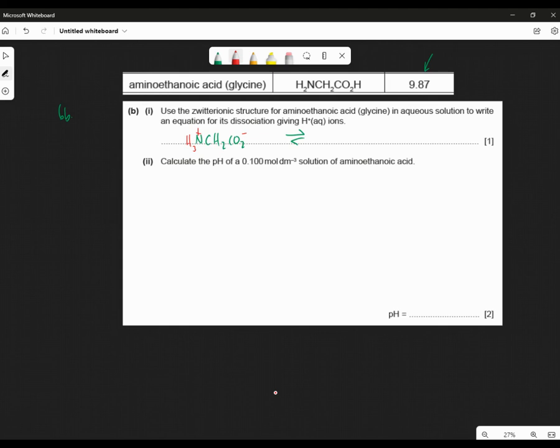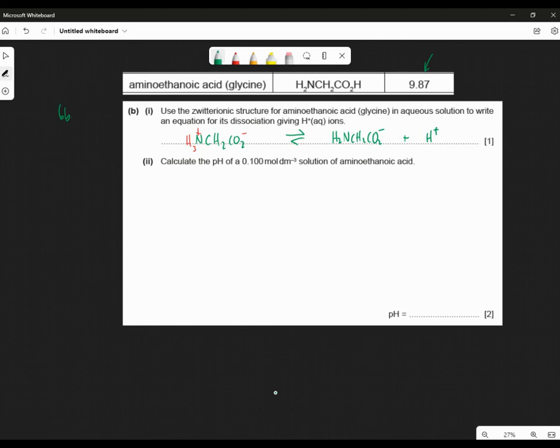And now it's going to lose a proton. So what's it going to look like now? Well, it's going to go back to NH2, CH2, CO2 minus, and it's going to lose that proton, H plus. So there's the zwitterionic form, losing a proton.